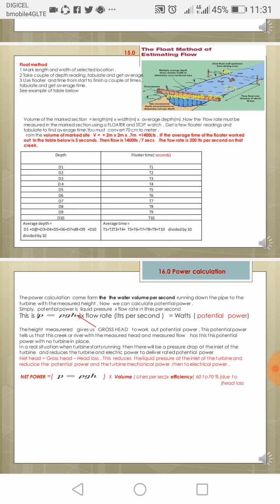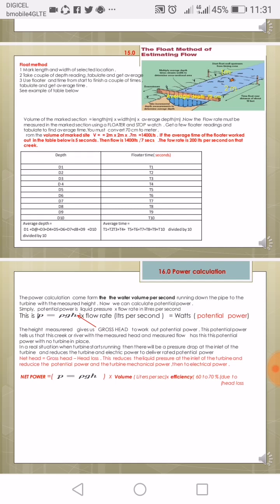For example, 1 meter width, 2 meter length, and 70 centimeter height. Convert the height to meters, so use meters for everything. Now the volume of the marked block of water is length times width times height. 1 cubic meter equals 1,000 liters.